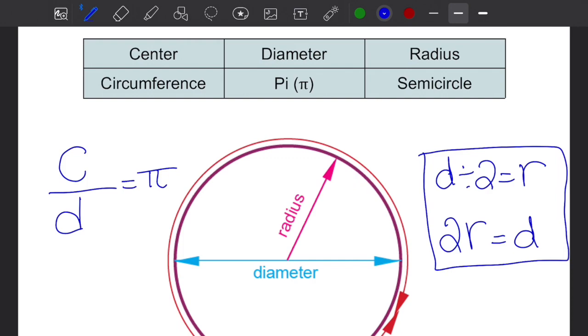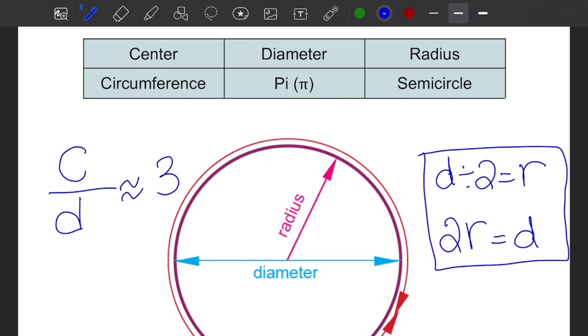Now, pi is a number. It's what we call an irrational number. It's a number that has decimals that don't stop, right? They just keep going. And it's 3.1415 and so on. Okay? Now, if we wanted to truncate it or make it shorter for simplicity, we can say it's around 3.14. Okay? Around that. If you're estimating, you can say it's approximately 3.